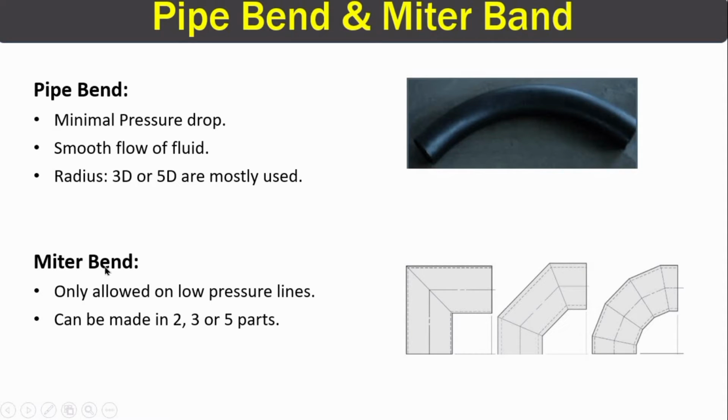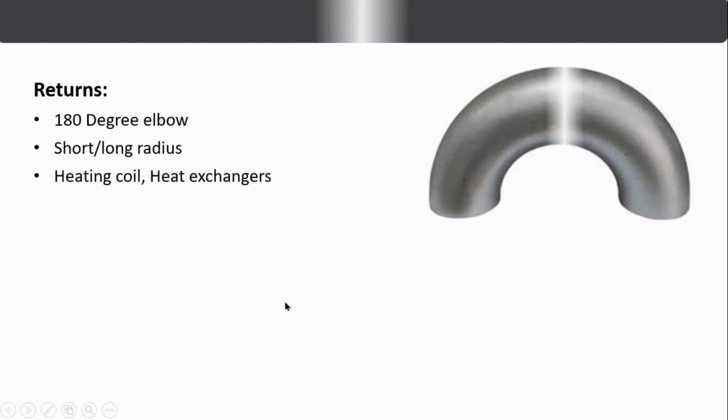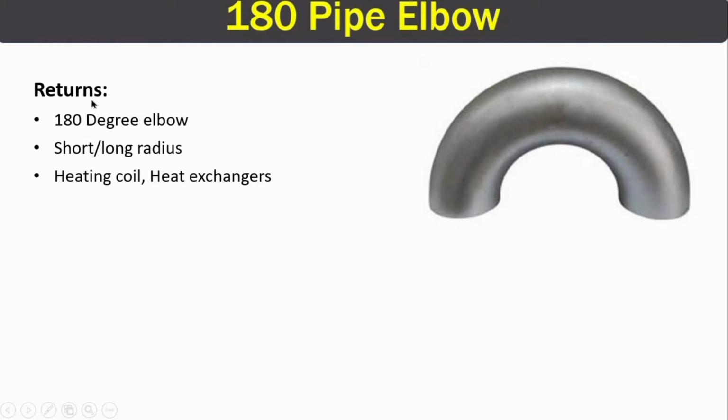Miter bend. In this image, you can clearly observe that miter bends come in 2, 3, or 5 parts, and they are only used on low pressure pipelines. 180-degree elbow. They are also called returns. In this image you can see they have 180 degrees. They come in both short radius and long radius, depending on the application, and they are mostly used in heat exchangers and heating coils.